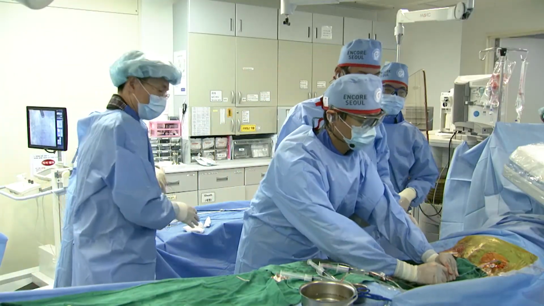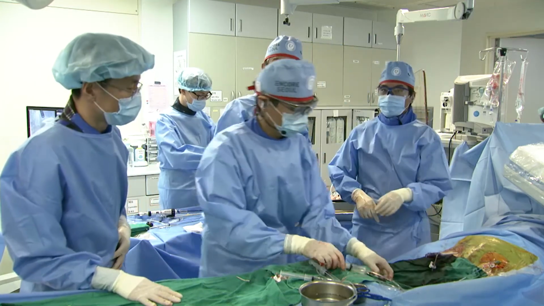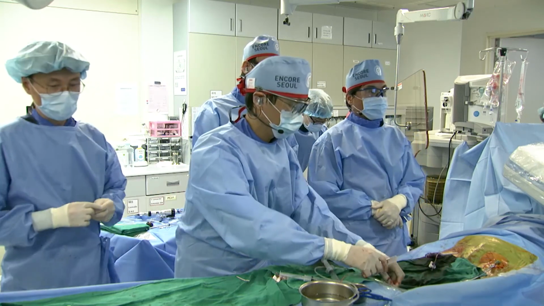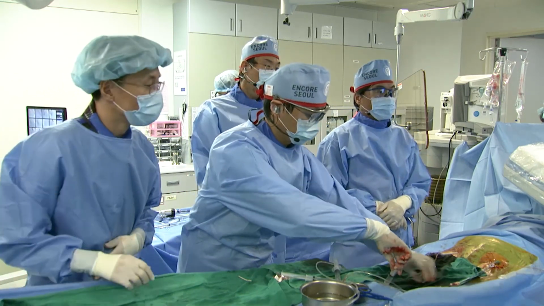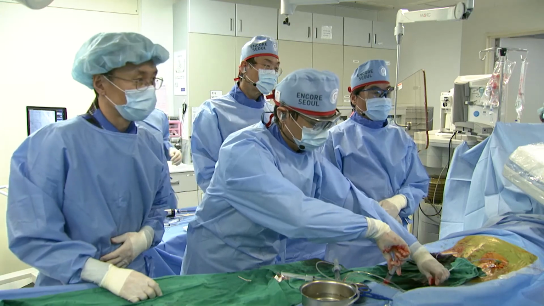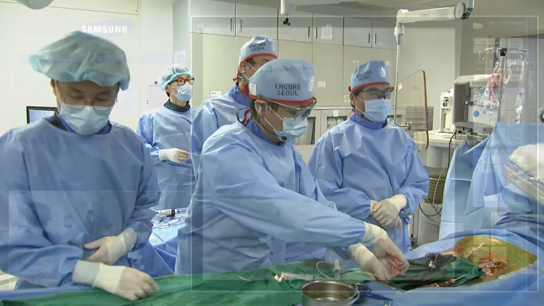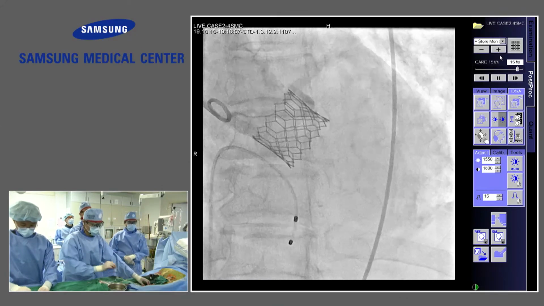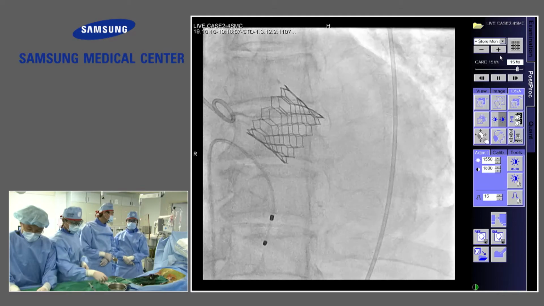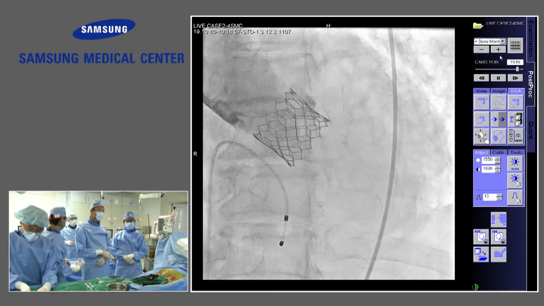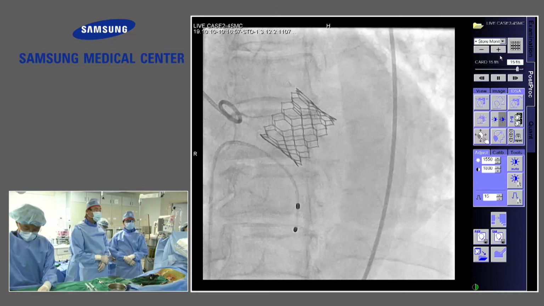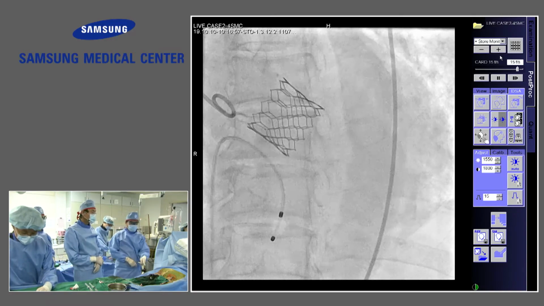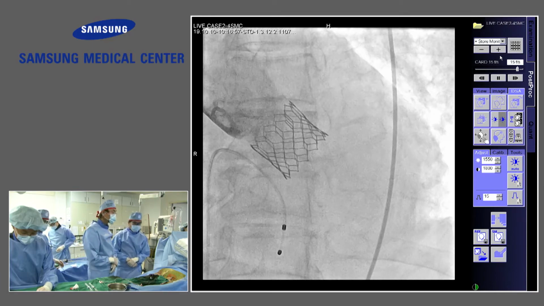Dr. Che, please show us the final result. Yeah, this is a final angio. You can see there is no AR. This is 13% oversize. For a non-calcified lesion, about 12 to 15% oversizing is optimal, I think. Personally, it's an excellent result.